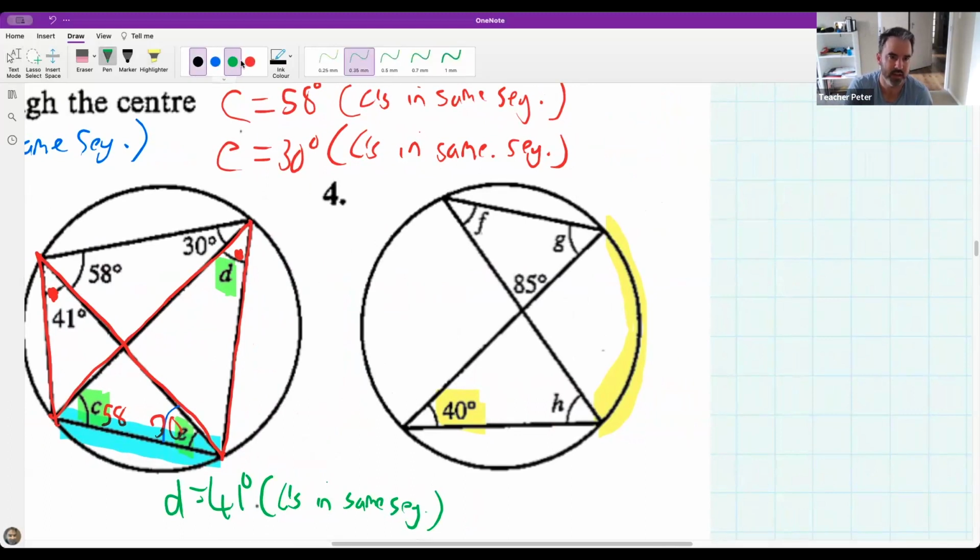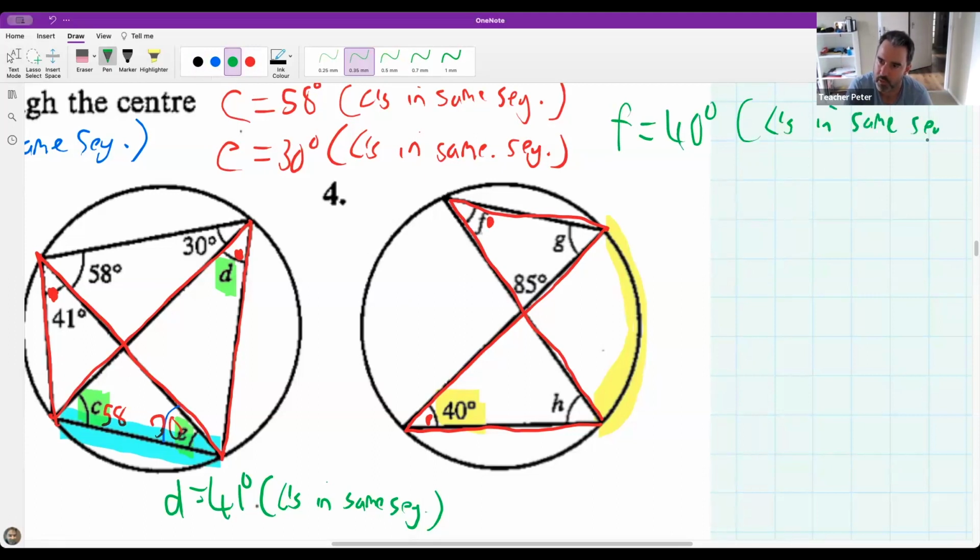I do like using my colored pens, I'm not gonna lie. So it feels like this is based on the yellow. The fancy word is the yellow arc subtends the angle 40 at the circumference, but it also subtends the angle F at the circumference. So these guys or girls are friends. And so F equals 40, angles in same segment. Okay, so we know this is 40.